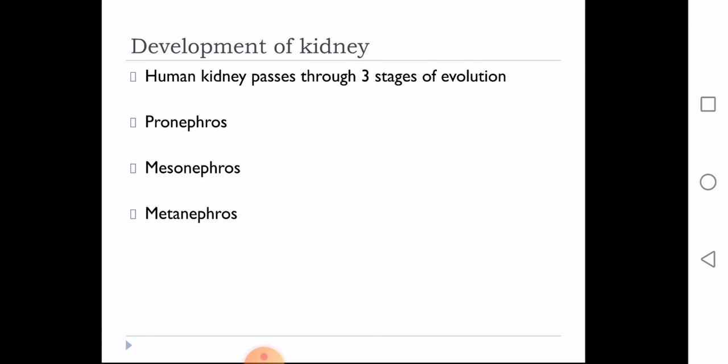Now the kidney develops in the 4th week. It starts developing in the 4th week of intrauterine life, and it is developing from the nephrogenic cord. Now the nephrogenic cord is lined by the coelomic epithelium, which is the epithelial lining of the peritoneal cavity. Alright, so during development, the kidney passes through 3 stages of evolution. They are pronephros, mesonephros and metanephros.